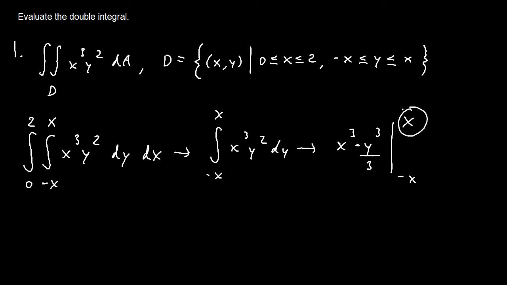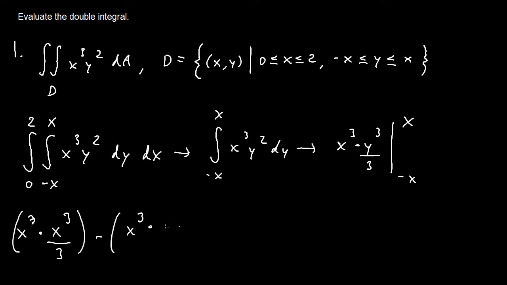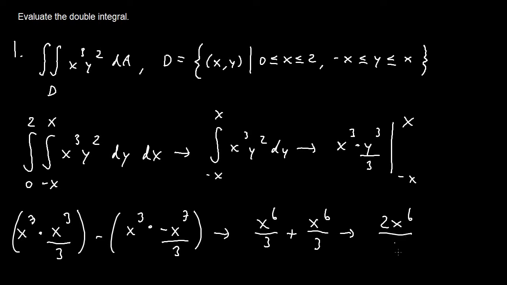So if I plug in x for y, we'll get x cubed times x cubed over 3, minus, when I plug in negative x for y, we'll get x cubed times negative x cubed, which is negative x to the 6th over 3. And so when I evaluate, we'll get x to the 6th over 3 minus, now this is going to be negative x to the 6th, so minus a negative would be plus x to the 6th over 3. So then I'll get 2x to the 6th over 3.